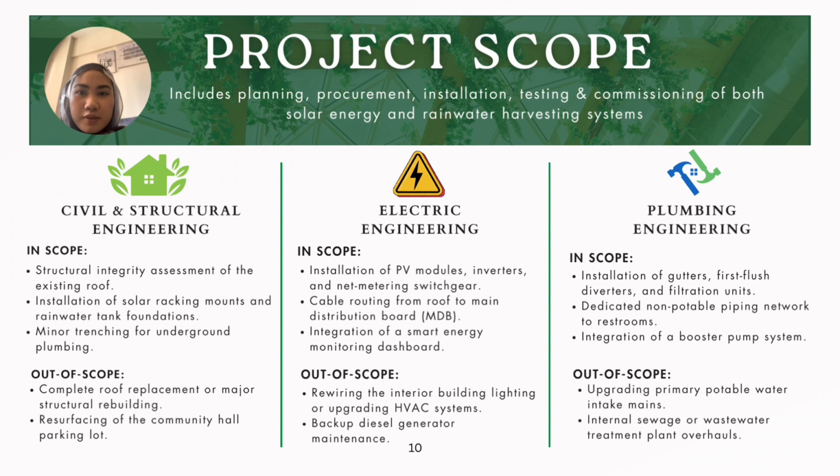Next is the project scope, which includes planning, procurement, installation, testing, and commissioning of both systems. There are three scopes: the first is civil and structural engineering, the second is electrical engineering, and the last one is plumbing engineering.